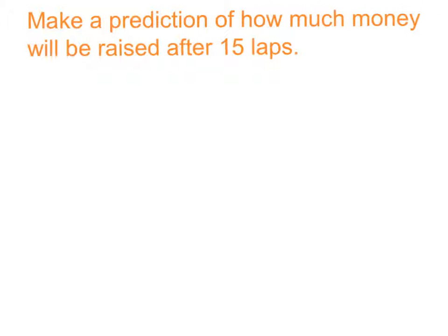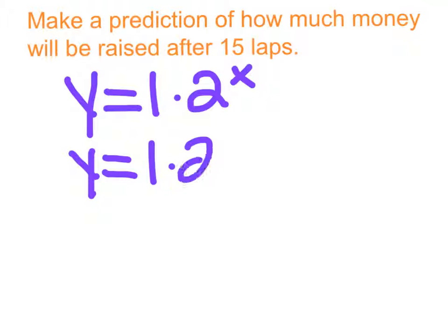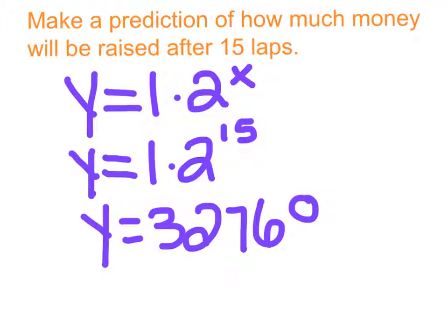Now we will make a prediction of how much money will be raised after 15 laps. So we are going to plug in our previous equation, which was y equals 1 times 2 to the x power. And then we're going to rewrite that, and we're going to do 1 times 2 to the 15th, because that's how many laps will be ran. And after you've plugged that into your calculator, you will find that she will have $32,768 raised.